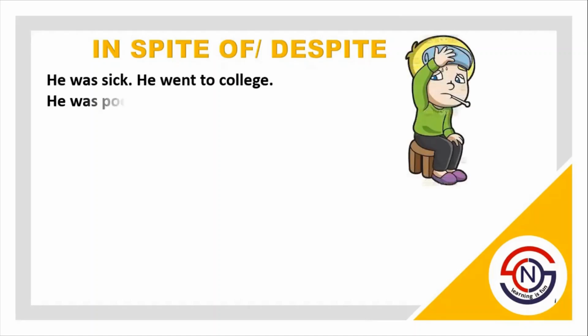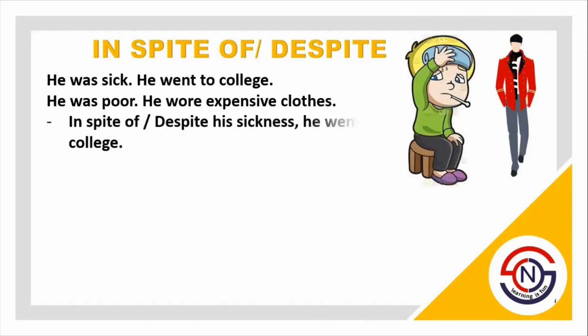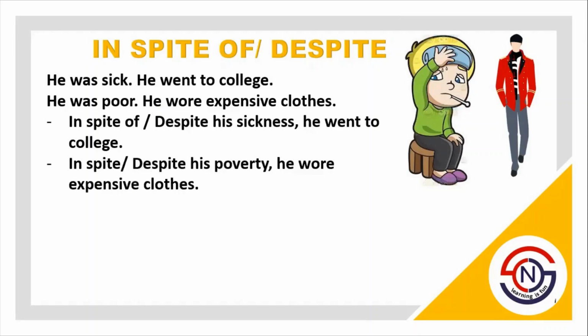Now next we have in spite of or despite. So let's see the first example. He was sick. He went to college. He was poor. He wore expensive clothes. Earlier we started with although, but this time we have in spite of. And after in spite of, you can see we have changed the sentence he was sick into his sickness. We have changed he was poor into his poverty.